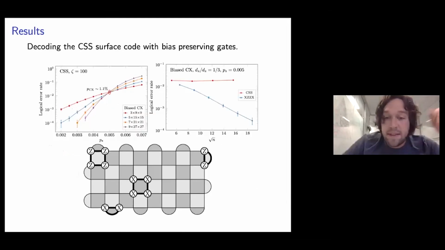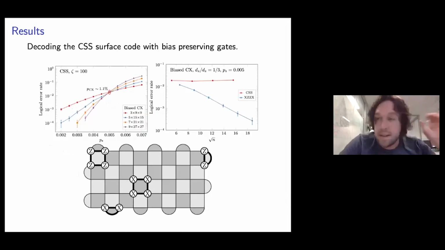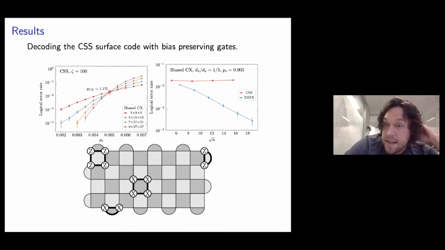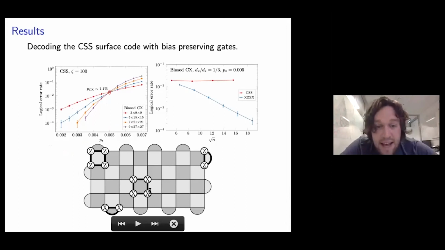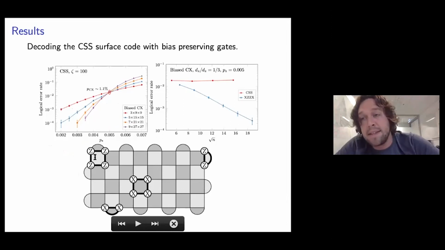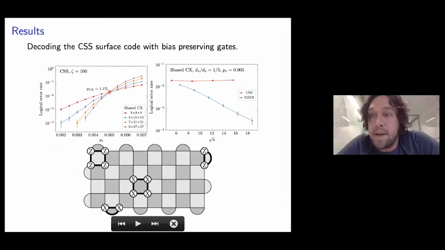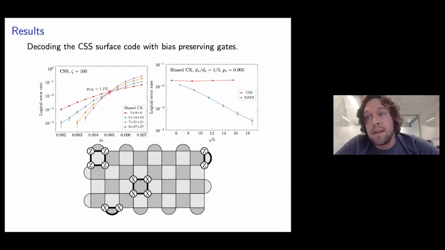So we compared this with the surface code, the CSS surface code that I mentioned at the beginning. If we use this surface code with bias-preserving gates, where we have Pauli X stabilizers and Pauli Z stabilizers, again, the Pauli Z stabilizers don't have to do very much because the bit flips are quite uncommon. Well, we found a threshold of about 1.1%, which is about half of the XZZX threshold.